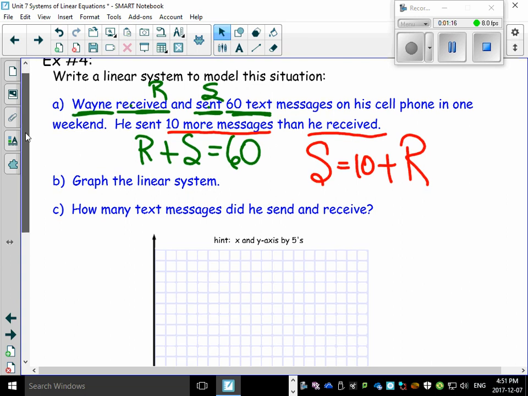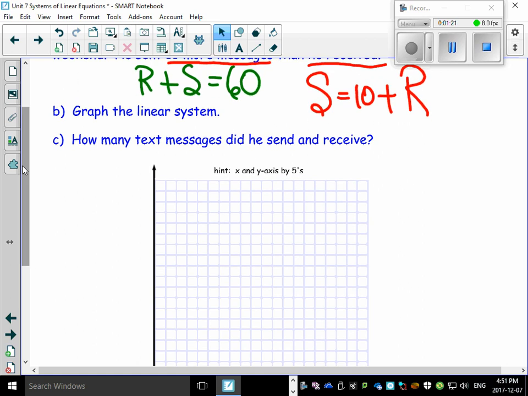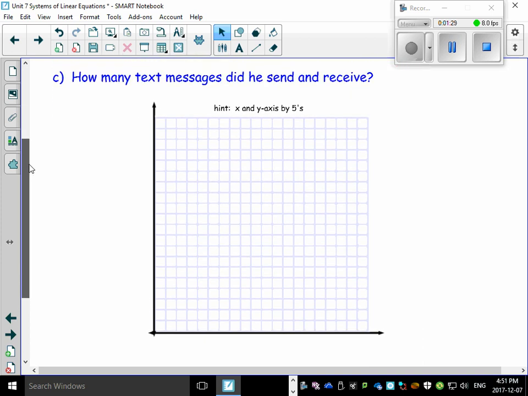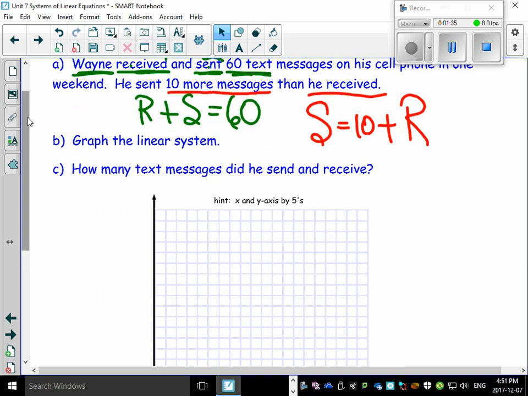Well, I've got my beautiful graph right here. There's my two equations sitting there. You have to decide which axis now is going to be your R axis and your S axis, because if you think about it here, we have no X's and Y's. So how are we going to do this? Well, real simple. Look up here. How are we going to graph this? Are we going to graph this y equals mx plus b, or are we going to graph this intercept method?